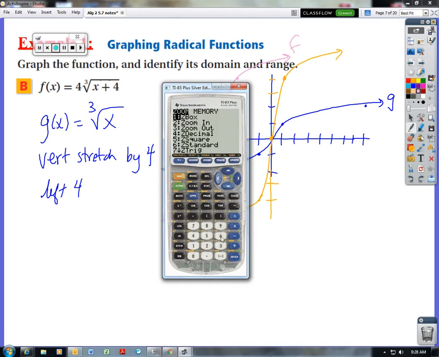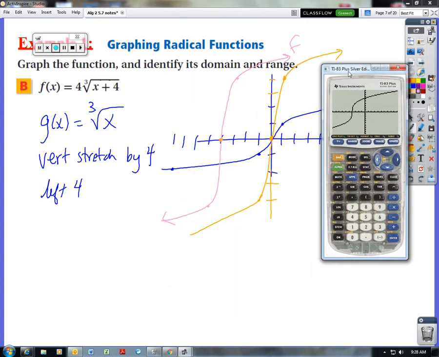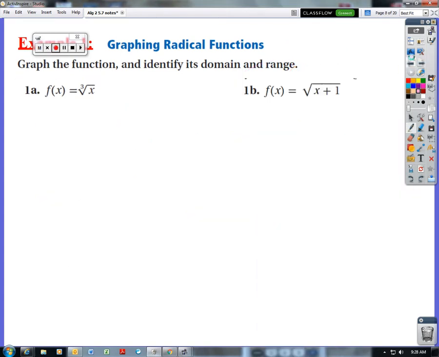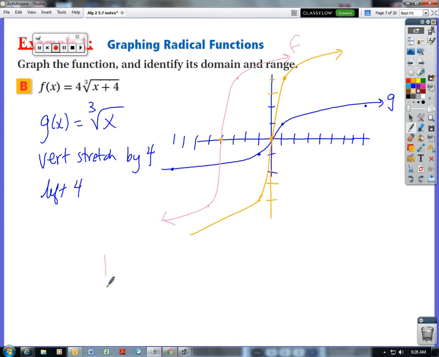Now let's do zoom 6 and make a graph. And there it is. Does it look like the one we did? The pink one? Yes. Great. Oh wait, did I do domain and range? Domain and range. Domain, the pink one, it's going to be all reals. Range, same thing.